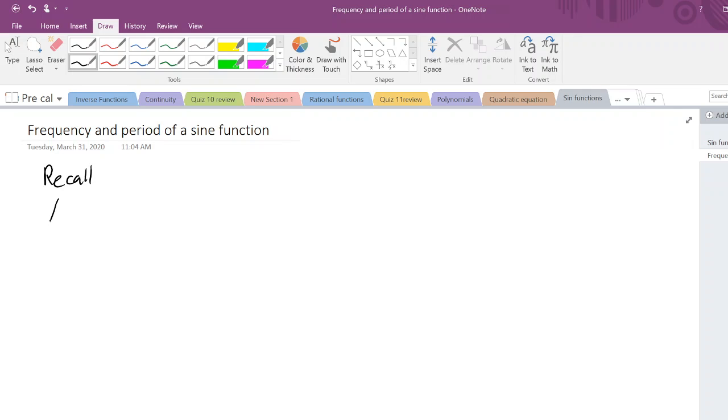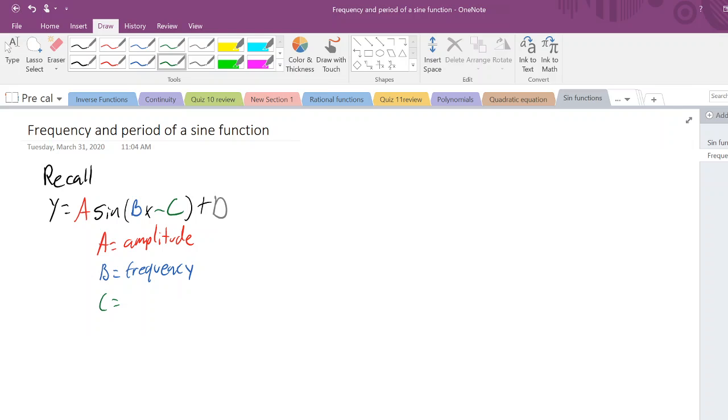we have that y is equal to a sine, and then parentheses, bx minus c, plus d, where a was equal to our amplitude, b was equal to our frequency, c is a horizontal shift, or another word for it is the phase shift, and d is equal to our vertical shift.